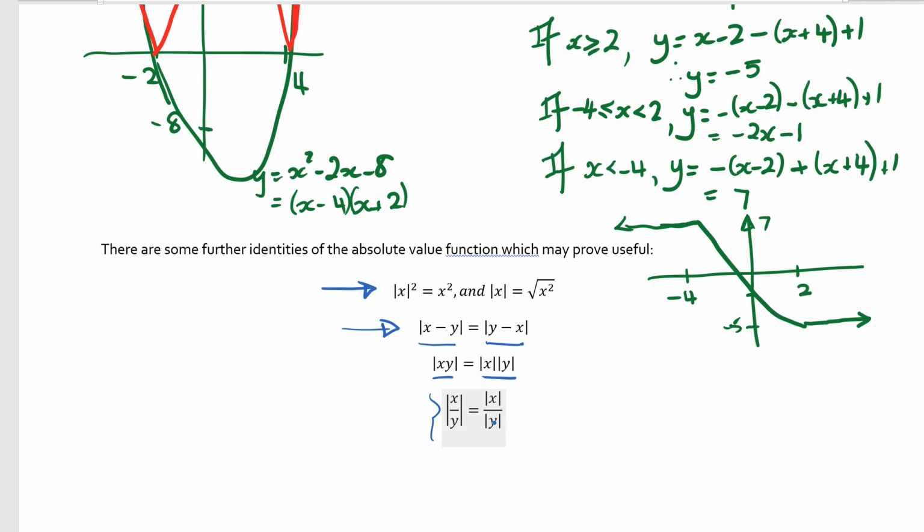So have a go at the examples now, and just keep returning to what mod actually means to get you through.